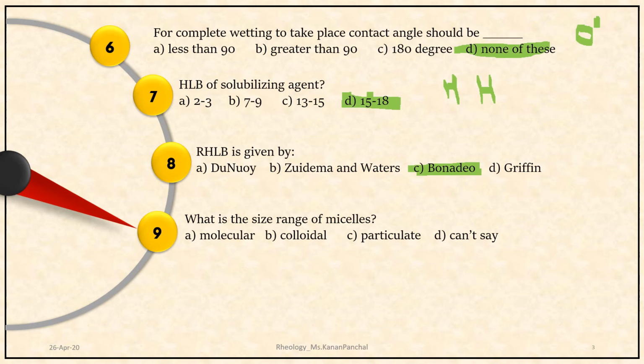What is the size range of micelles? Is it molecular, colloidal, particulate, or we cannot say? The correct answer is colloidal. Surfactants, no doubt, are molecular in size, but when they form micelles, which is a circular vesicle, they form colloidal size range of substances.